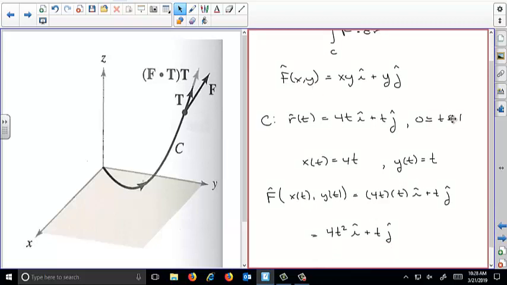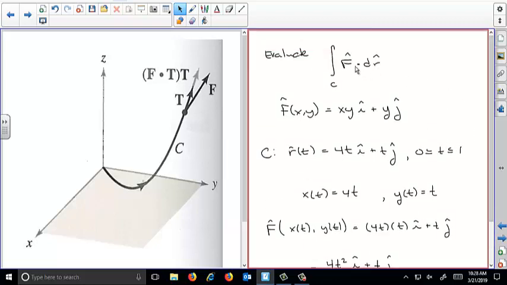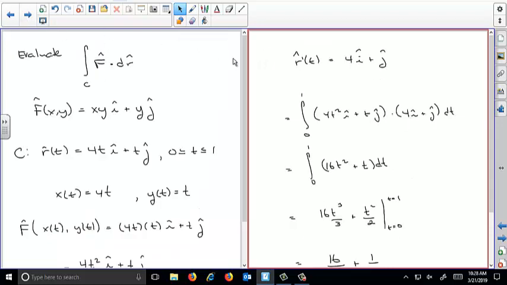And what we need also is dr, which is r prime, so dr dt times dt. So we have to take the derivative of the curve, the vector defining the path. So the derivative of 4t is 4 and the derivative of t is 1. And we go from t equals 0 to 1, so our limits of integration are from 0 to 1.